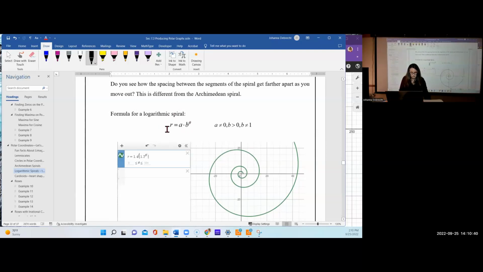And the equation is r equals a times b to the theta, where a cannot be 0, it can be negative, but it can't be 0. And b has to be just like the normal base to an exponential equation. It has to be strictly positive and not 1. When we do 1, it just becomes something much simpler.